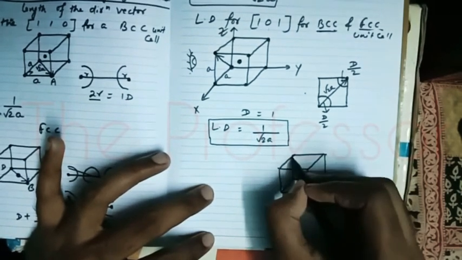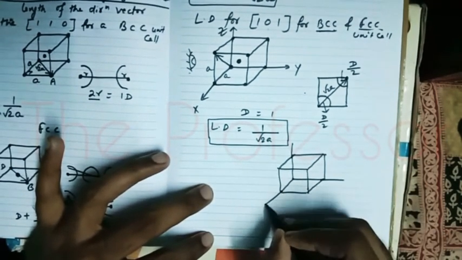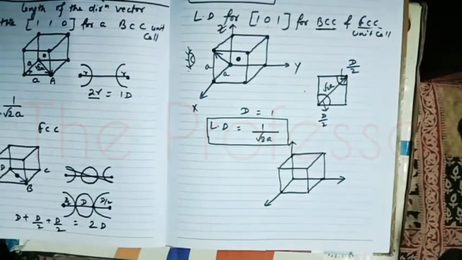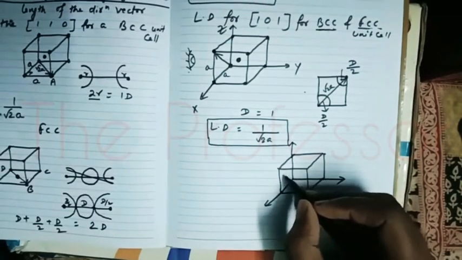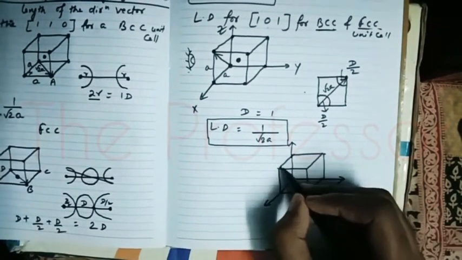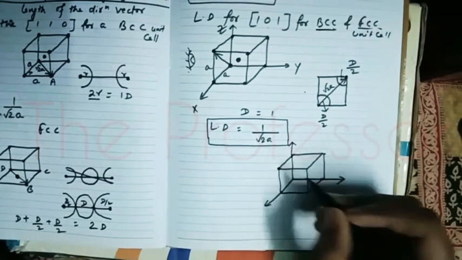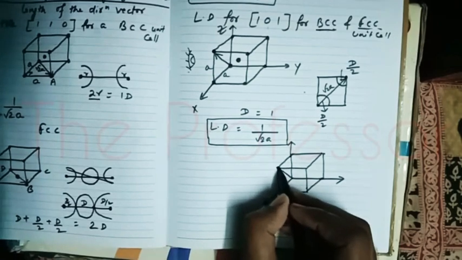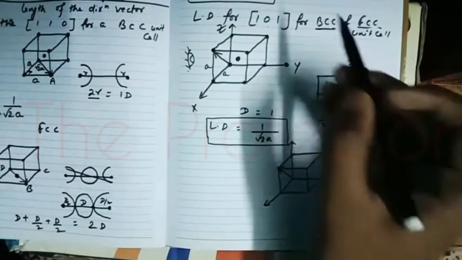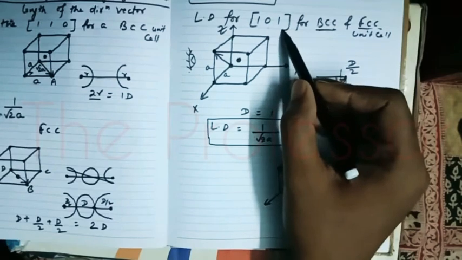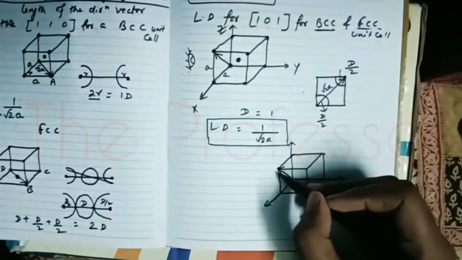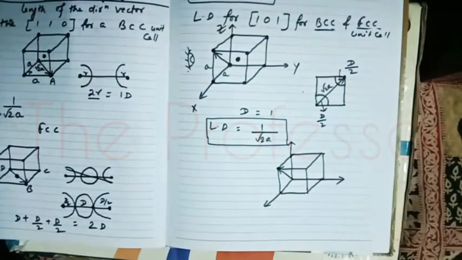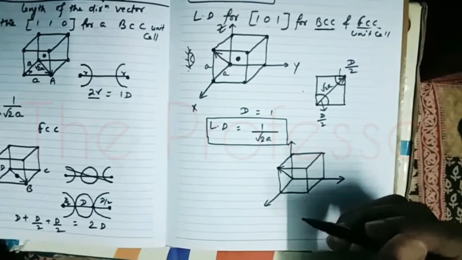We know that in an FCC unit cell, apart from the atoms which are present at the corners, we also have atoms present at the center of each face. So again, we have to find out the linear density for this direction vector, the direction vector which is connecting the origin to this point. Because the Miller indices 101 indicate this point only. These Miller indices indicate the direction vector for this point only. So we have to find out the linear density for this direction vector.